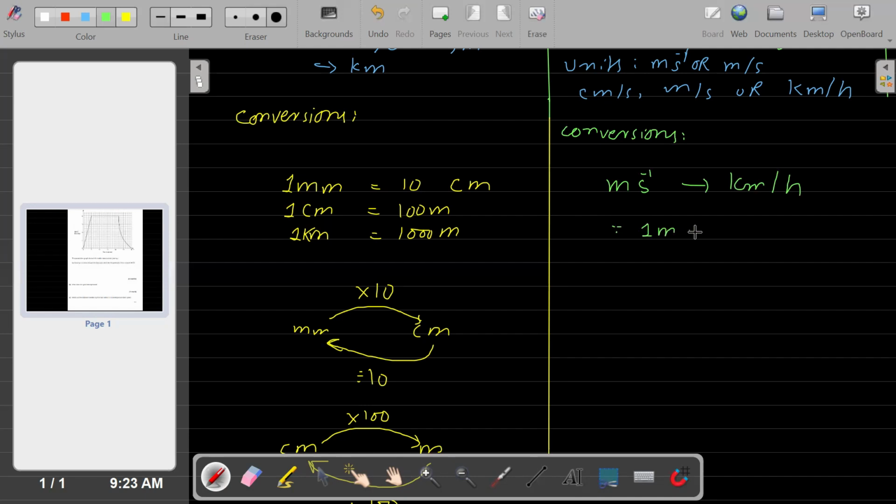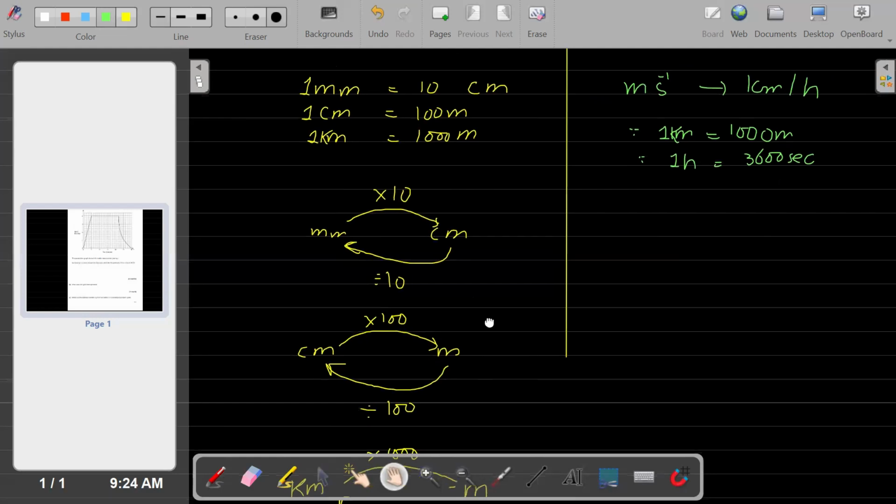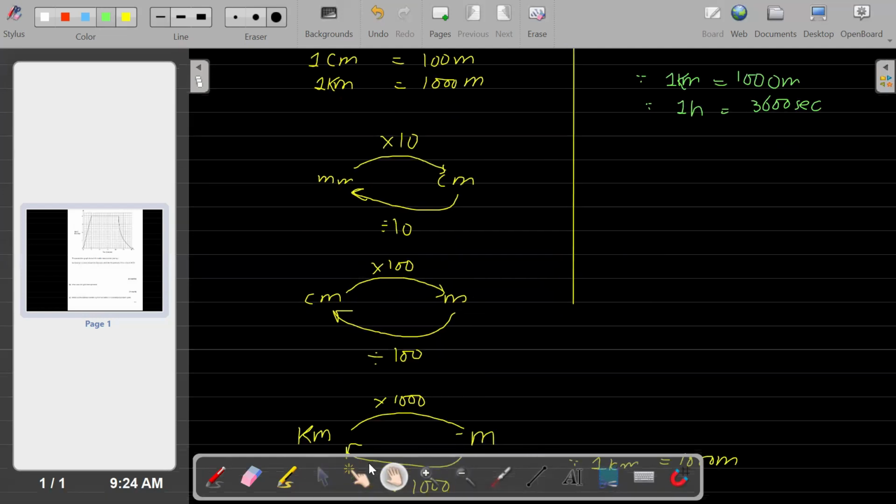As you can see, 1 kilometer is equal to 1000 meters. Same way, 1 hour is equal to 3600 seconds. So same procedure, Fatma. If we want to move from meter to kilometer, what are we going to do? As we have discussed over here, from meter to kilometer, simply we have to divide with 1000.